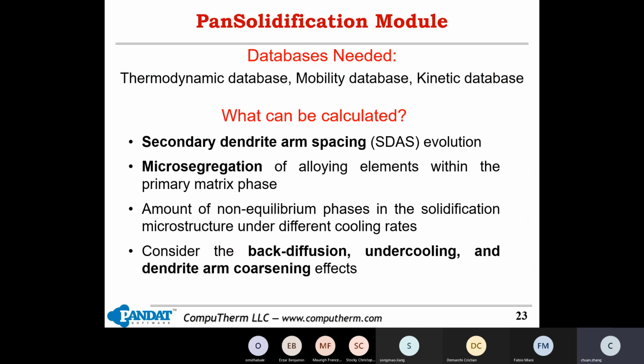In this module, we can simulate the secondary dendrite arm spacing evolution and the macro segregation evolution. As I mentioned previously, in this module we consider different effects such as back diffusion, undercooling, and dendrite arm spacing coarsening effects. With all these effects considered, the solution paths are more reasonable for real casting processes.